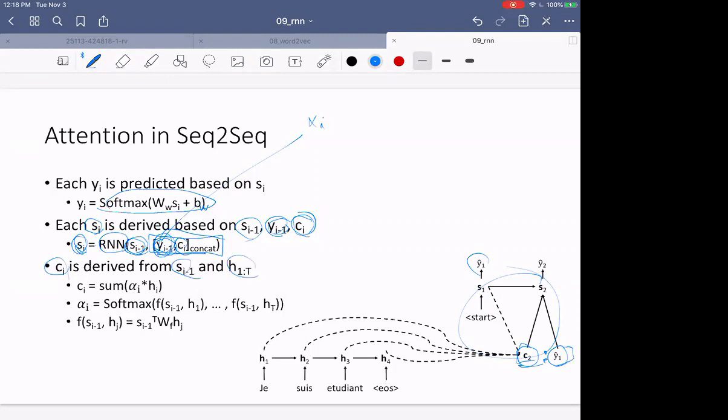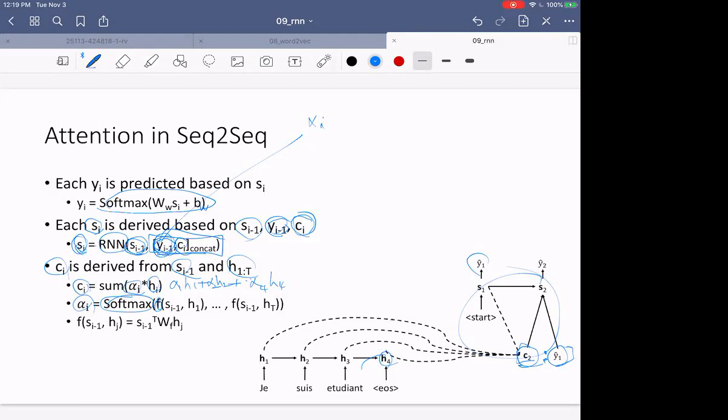So Ci is basically a weighted sum. It's alpha i times Hi, summed up all together. So it's alpha 1 H1 plus alpha 2 H2 plus all the way to alpha 4 H4. And each alpha is derived from a function, right? Each alpha was derived from a function followed by a softmax layer. There's a softmax obviously for normalization, and there's a function that generates a value between negative infinity and plus infinity. That function is called f here.